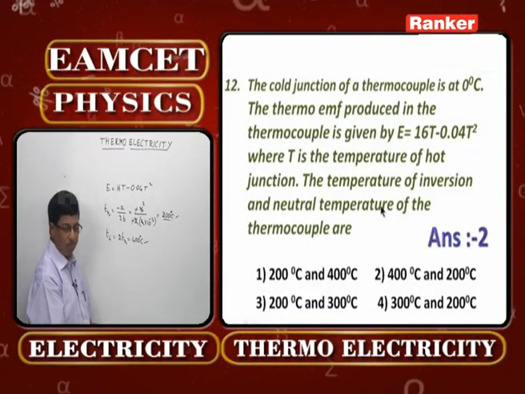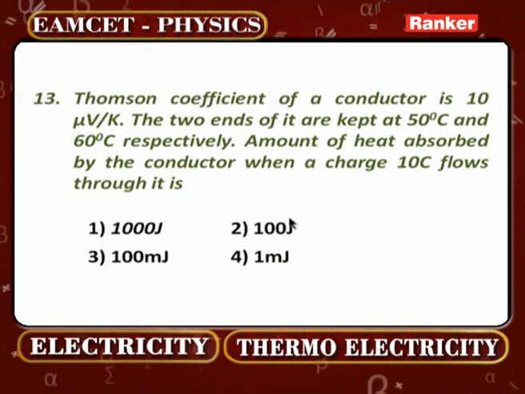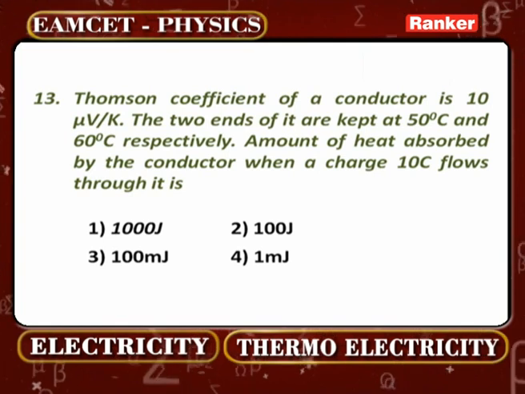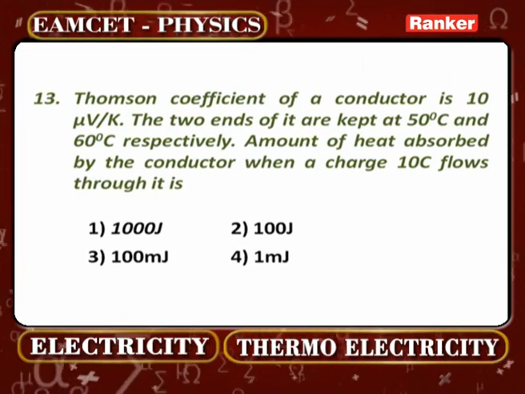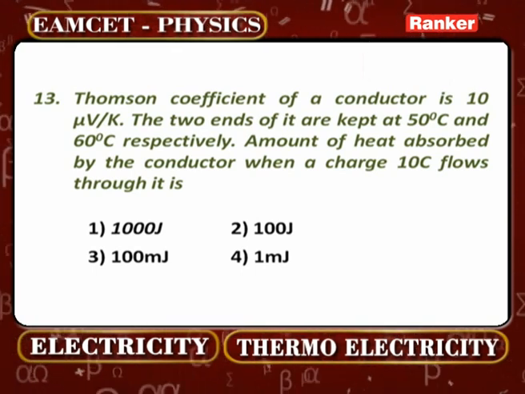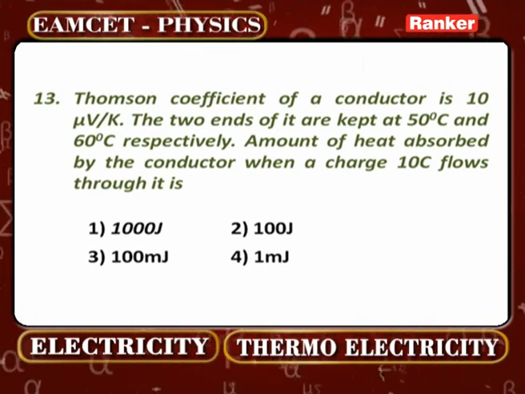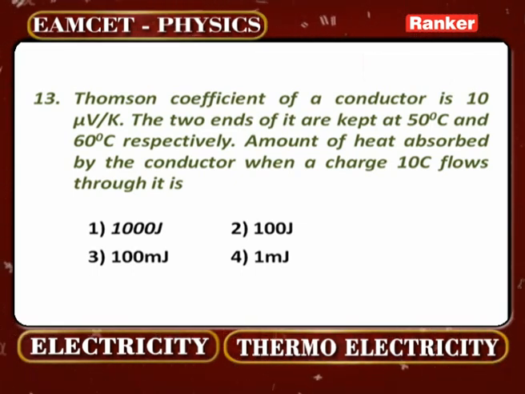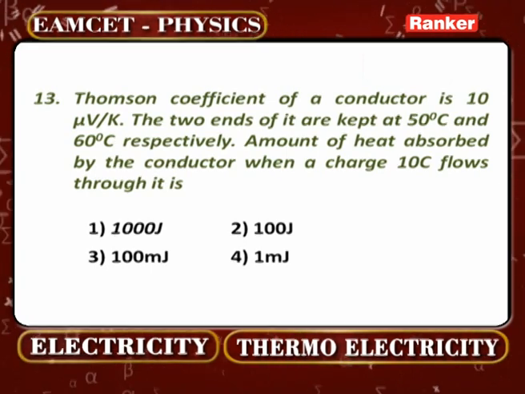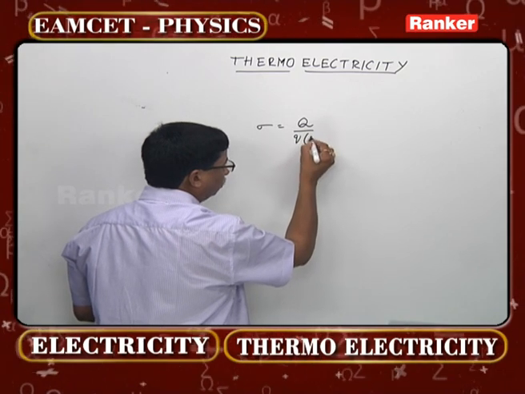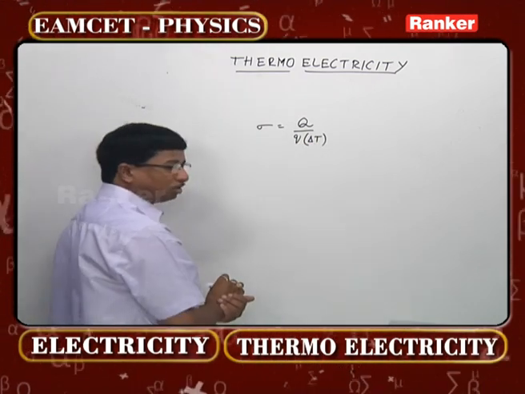Look at the next one, that is problem number 13. Thomson coefficient of a conductor is 10 microvolt per Kelvin. The two ends of it are kept at 50 degrees centigrade and 60 degrees centigrade respectively. Amount of heat absorbed by the conductor when a charge 10 coulomb flows through it is how much? Thomson coefficient, just now I have given you sigma. Sigma is equal to Q by small q into delta T. That is actually the point.